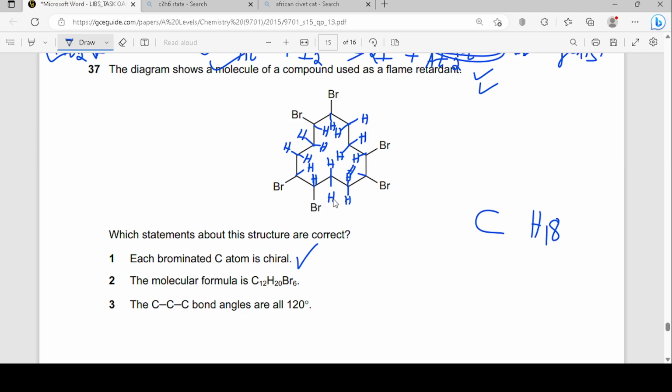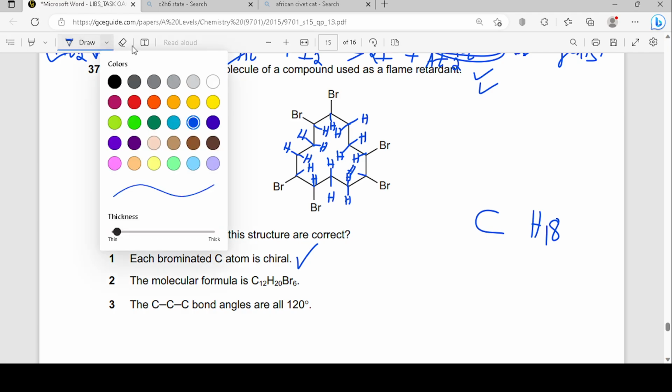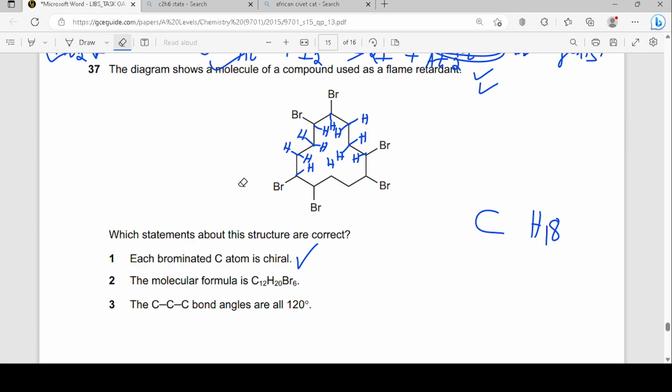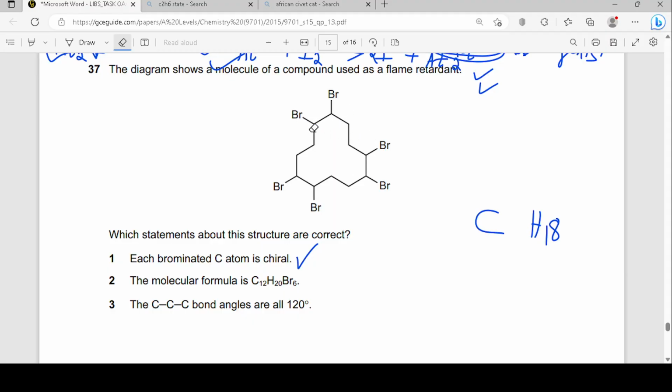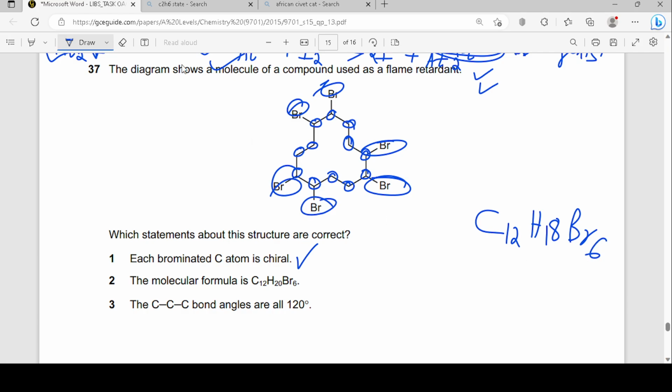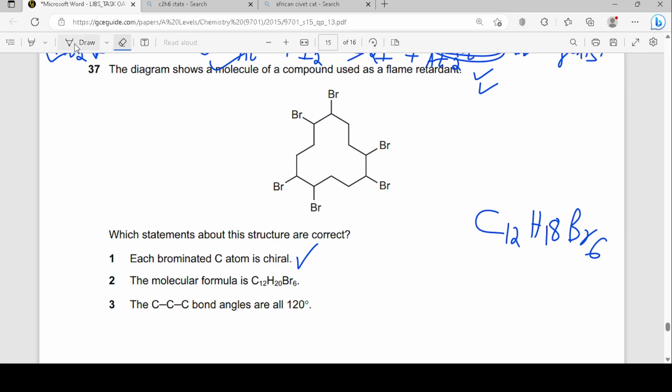Let me just count again. 1, 2, 3, 4, 5, 6, 7, 8, 9, 10, 11, 12, 13, 14, 15, 16, 17, 18. I got 18. And for carbon, 1, 2, 3, 4, 5, 6, 7, 8, 9, 10, 11, 12. So 12 carbon atoms definitely, and then bromine is 1, 2, 3, 4, 5, 6. That's 6. So I got C12H18Br6, which is not what the statement says.